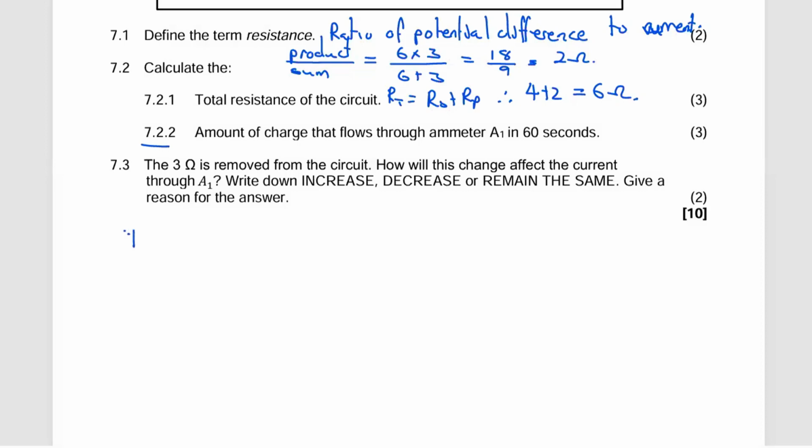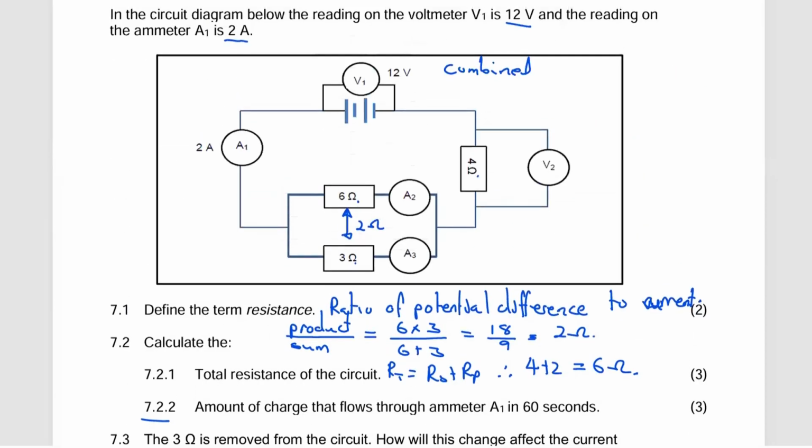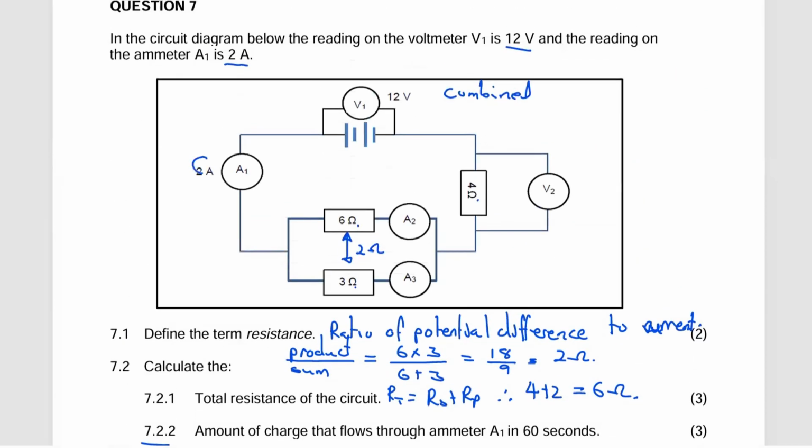So remember, current is equivalent to charge over time, right? Charge over time. Okay, so we just need to make our charge the subject of the formula. It means here charge is equivalent to current times change in time. According to the information there, we're given a current of 2 amps. So we're having a total current of 2 amps.